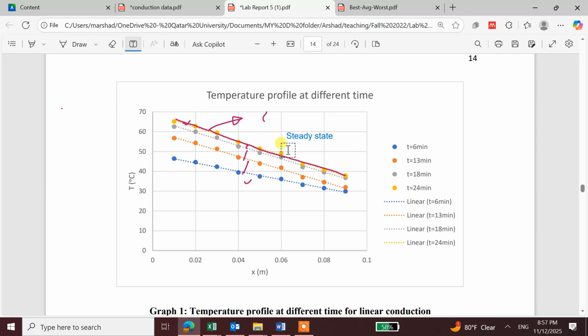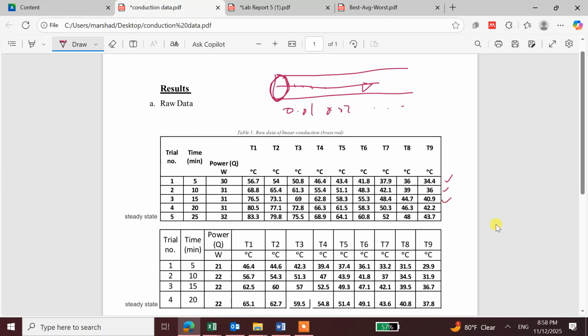We will need this equation, this graph, to get the slope and so on. This graph only gives you the idea how steady state is building. If you want to discuss this, you can say that as time increases, the profiles are coming closer to each other. That indicates that we are reaching steady state. Each time you will use the last data point, at 25 or 30, whatever. This versus x will give you the steady state dT/dx.